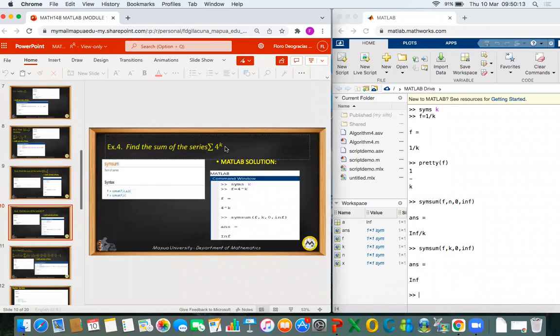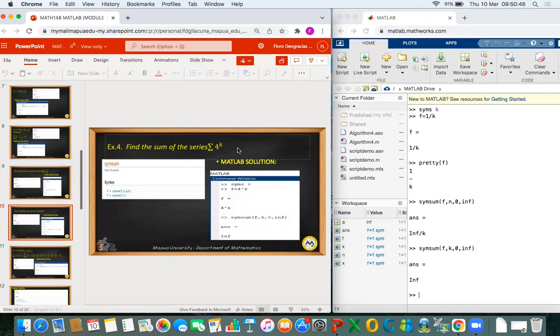The answer is infinity. And by the way class, this is also a geometric series, right? So what's the r? r equals 4. 4 is greater than 1, so the series diverges. A divergent series has no sum. Okay? You can also use the divergence test. The limit of 4 to the k is infinity, not equal to 0, so the series diverges.